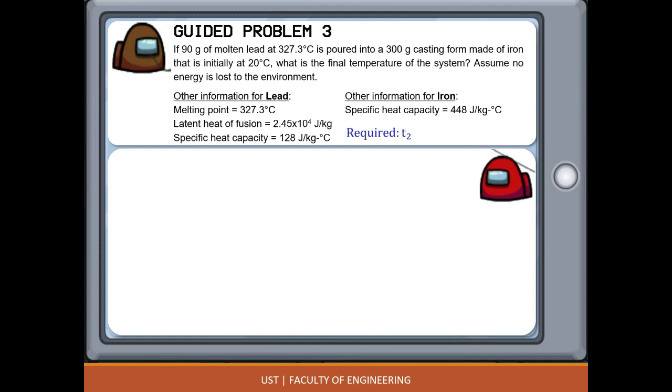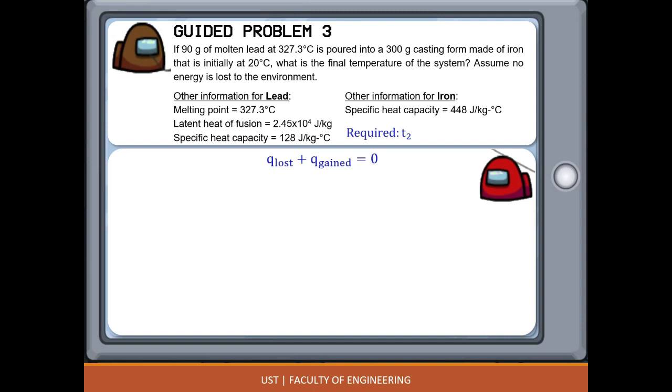By thermal equilibrium, both lead and iron will have the same temperature, so there is only one final temperature, and that is T2. In this problem, since we have two objects, and it was stated that we need to assume there is no energy lost to the environment, that means whatever heat is gained by one object is lost by the other object. Then, it is better to start with Q lost plus Q gain equals 0.